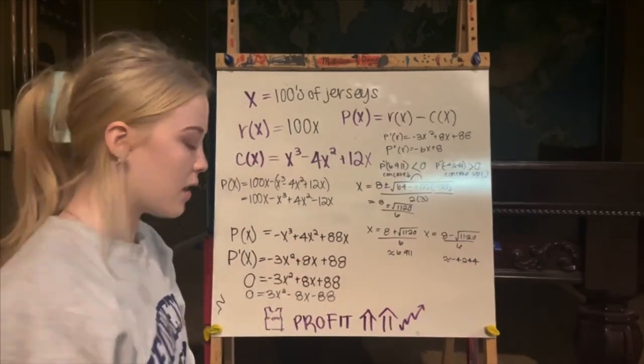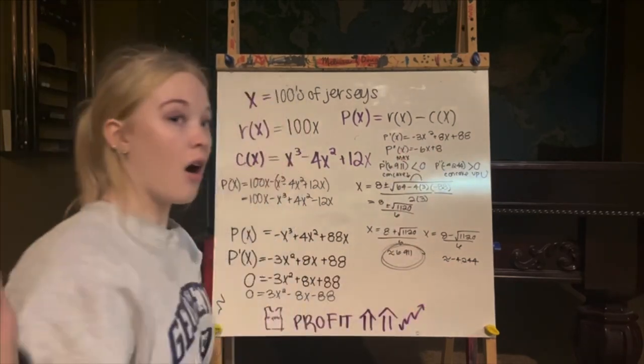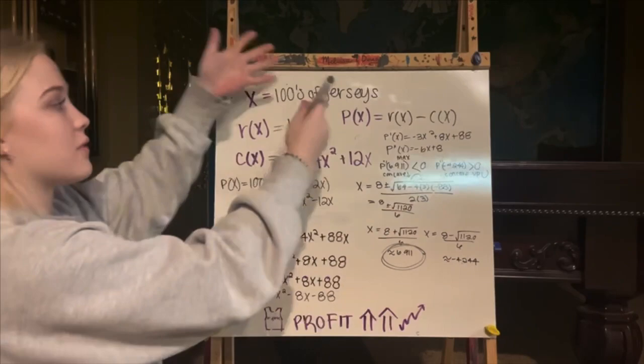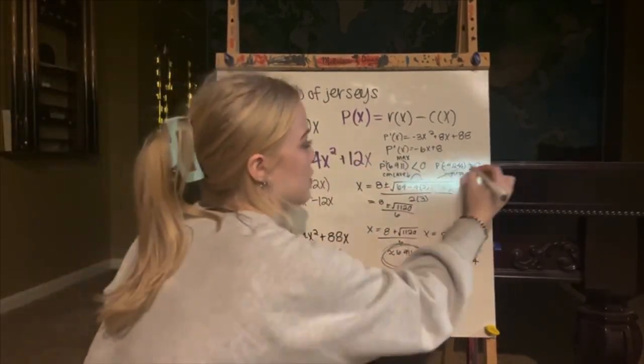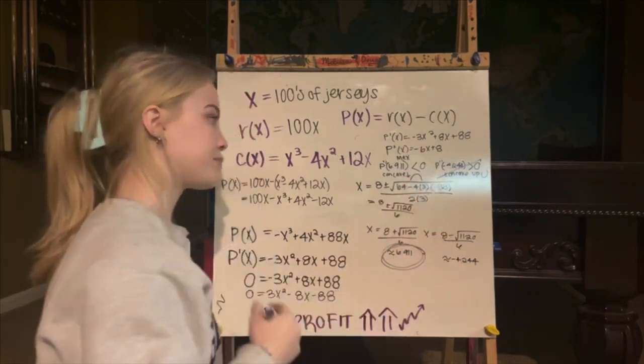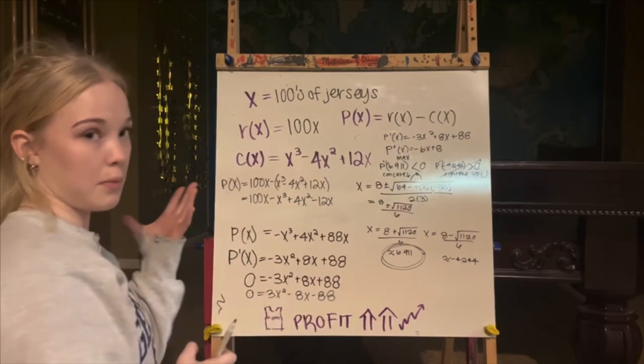And that is going to tell us that this x is in fact our max hundreds of jerseys in order to optimize our profit. While this one serves as a minimum, it doesn't work for us anymore. So this is going to be our max. It's going to give us a maximum of our original function to find the profit.